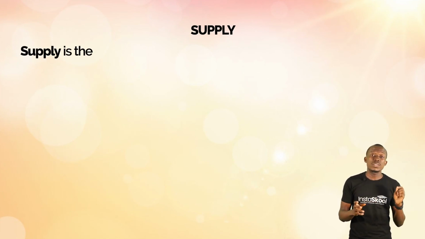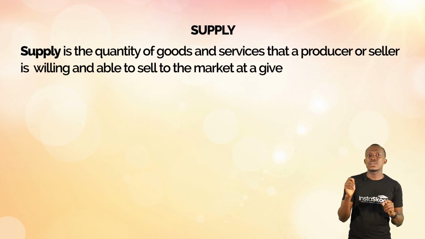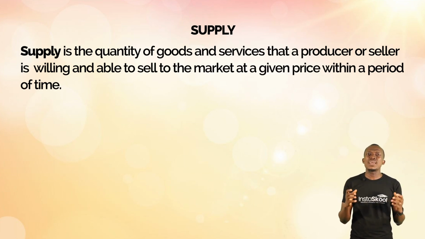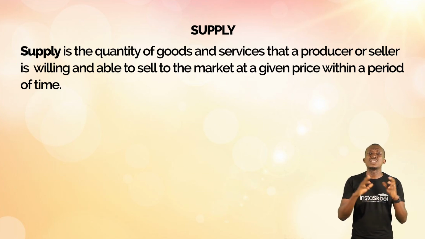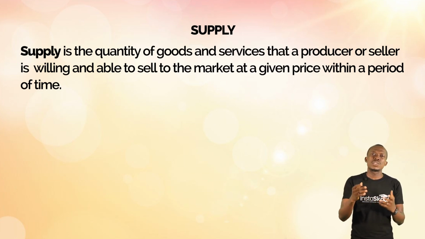Now to supply. Supply is the quantity of goods and services that a producer or seller is willing and able to sell to the market at a given price within a period of time. This is also important to note that in economics, effective supply is important. Because supply is not just the number of goods that is being produced, but what is offered to the market.